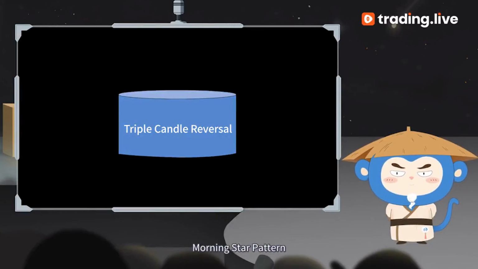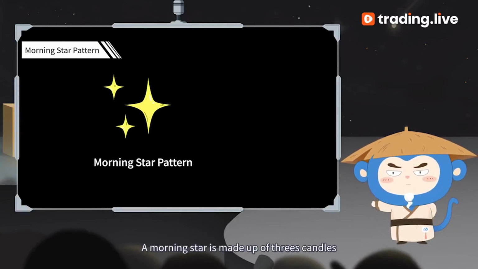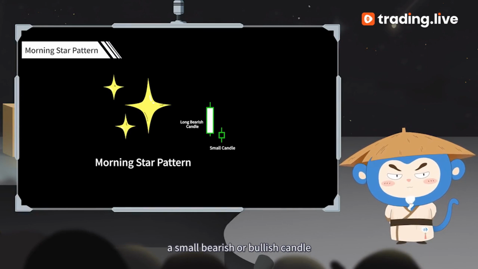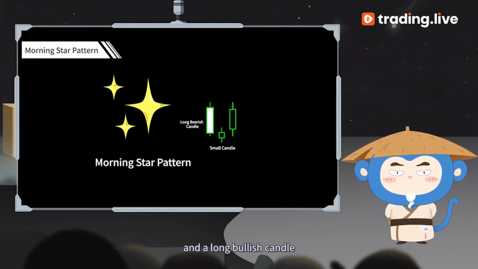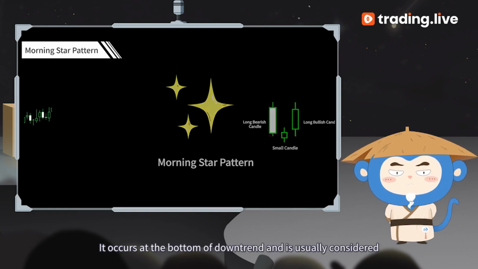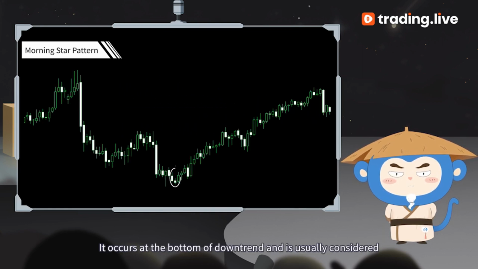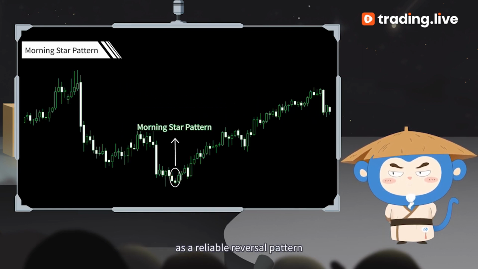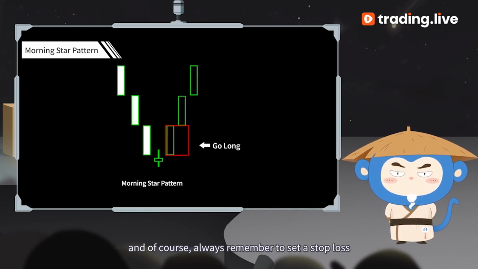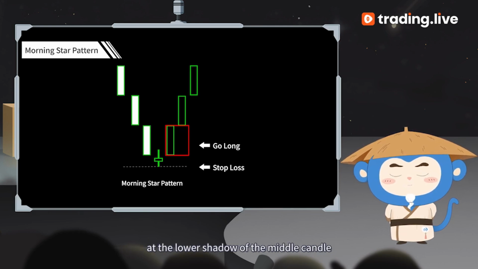Morning star pattern. A morning star is made up of three candles: a long bearish candle, a small bearish or bullish candle, and a long bullish candle. The middle candle captures a moment of market indecision, where the bears begin to give way to bulls. It occurs at the bottom of a downtrend and is usually considered a reliable reversal pattern. When it happens, it's time to go long, and of course, always remember to set a stop loss at the lower shadow of the middle candle.